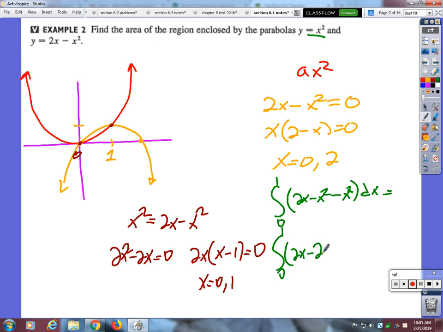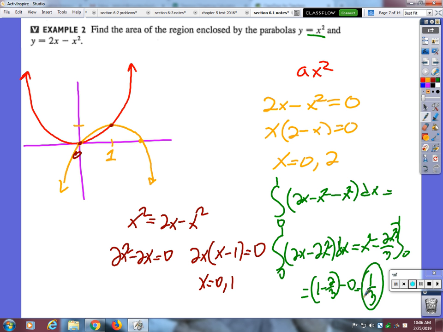Instead of the one minus the other one, kind of? Yeah, you could do that. Okay, so then this integral is really simple. What's the antiderivative of 2x? X squared. And what's the antiderivative of 2x squared? So 2x cubed over 3. And then I have to plug in 0 and 1. If I plug in 1, I get 1 minus 2/3. If I plug in 0, I get 0. So my answer there is 1/3.